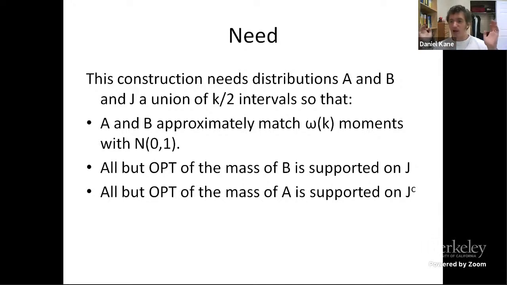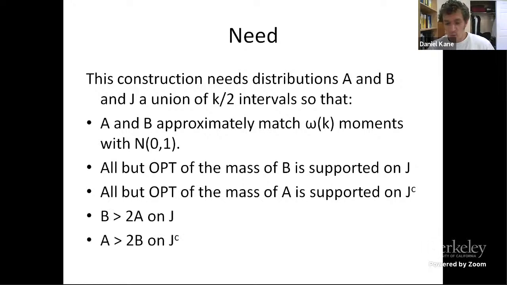And that means that once we condition on x lying in J, the output should, with probability at least 2/3, give us y equals -1. And when we're on J complement, with probability at least 2/3, we should get y equals 1. And what this boils down to is that B should be at least 2A on J, and A should be at least 2B on J complement.